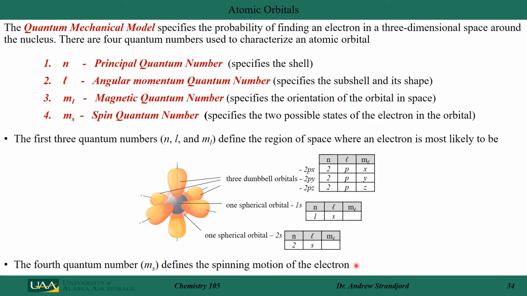Now the fourth quantum number just defines the motion of the electron. It turns out electrons can spin, and so we're going to add that fourth quantum number here in just a second. But it does not define a shape, it just defines which direction the electron is spinning.